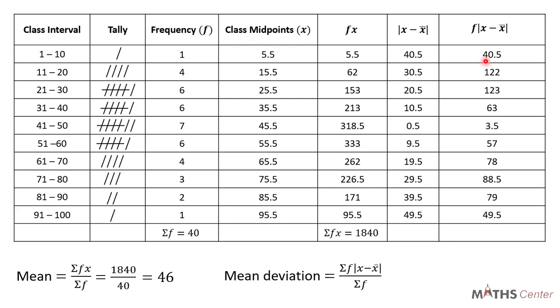We need the sum of these values, so we add everything here together, and that gives us 704. So the mean deviation will be equal to 704 divided by sigma f, which is 40, and this will give us 17.6. So the mean deviation of the data given to us is 17.6.